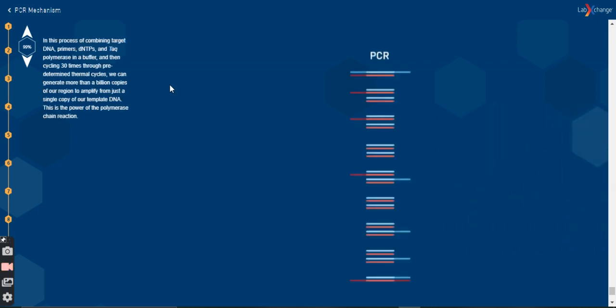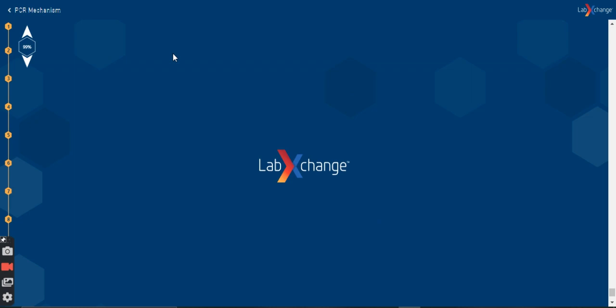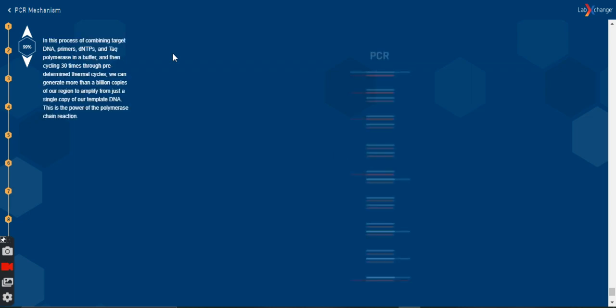In this process of combining target DNA, primers, dNTPs, and Taq polymerase in a buffer, and then cycling 30 times through predetermined thermal cycles, we can generate more than a billion copies from just a single copy of our template DNA. This is the power of polymerase chain reaction.